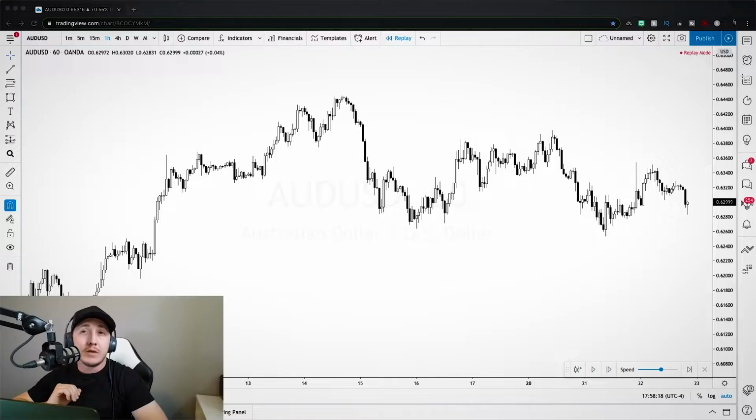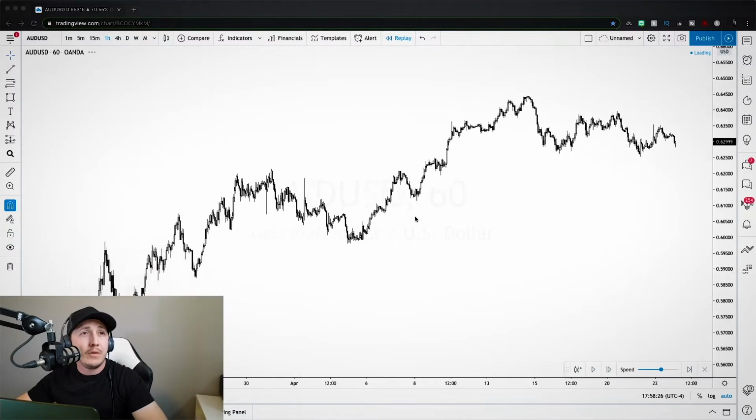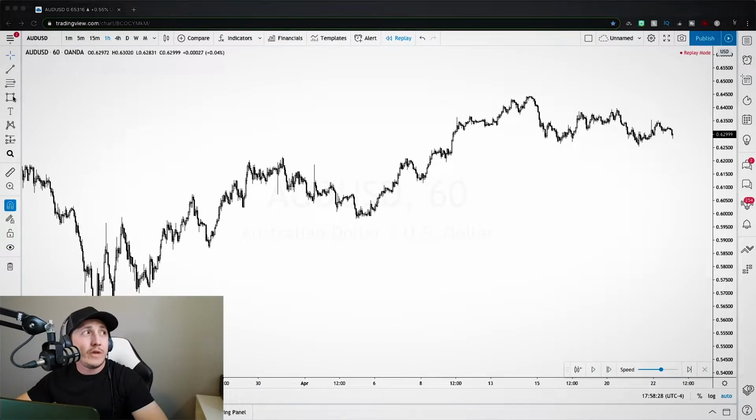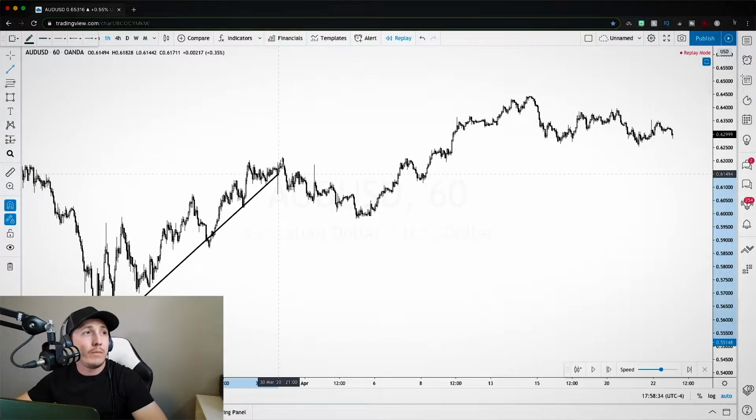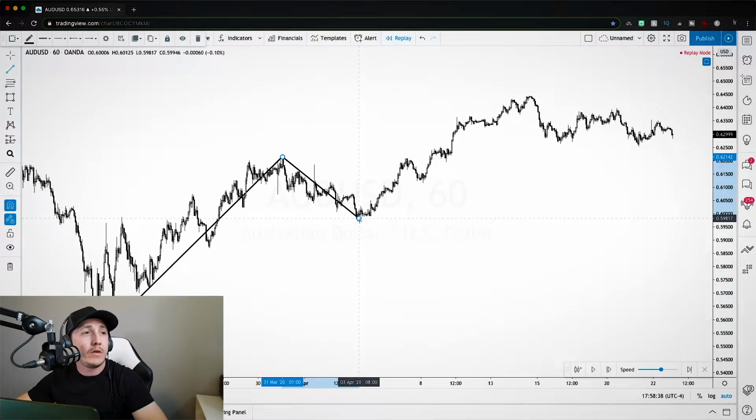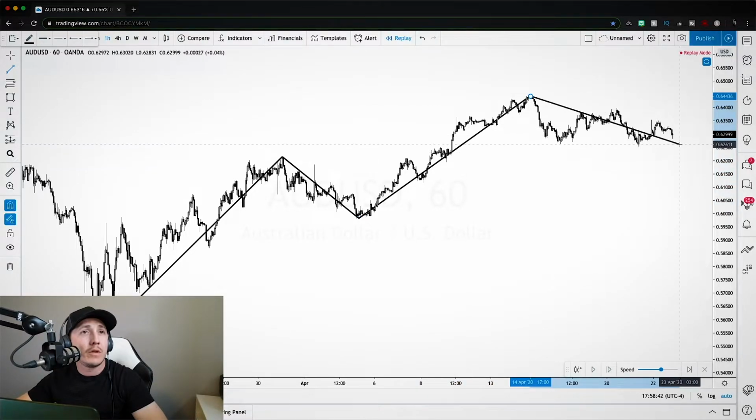All right. So this one here, like I said, is going to be on the Aussie dollar on the 1 hour chart. And this is what we got. All right. So as you can see, we had a move up, move down, move up, and currently a move down.